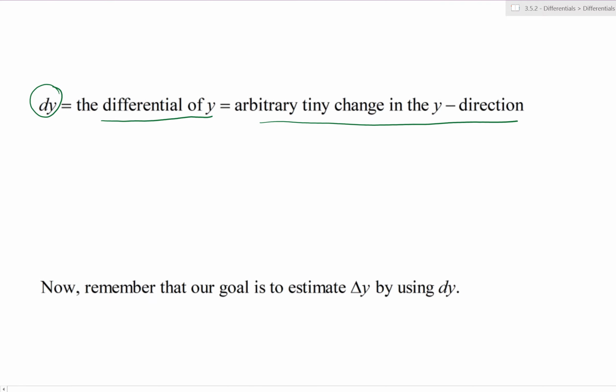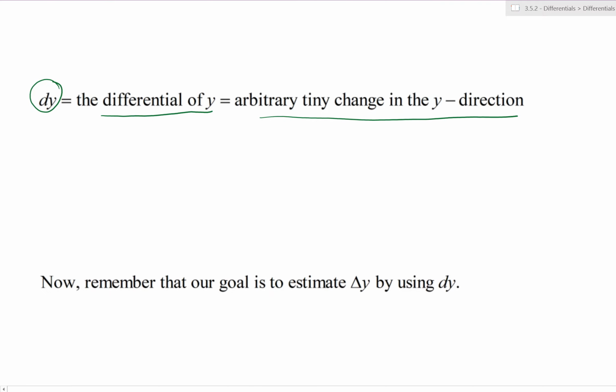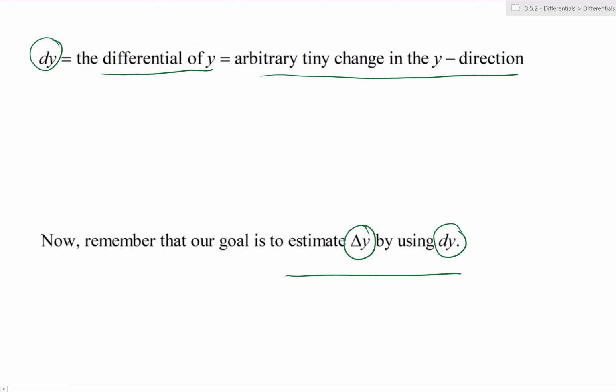Now, remember, the whole goal here is to somehow estimate delta y, the change in the output direction, but now using the slope of the tangent line at x, dy dx, and that is, well, we're going to estimate using our differential dy in the corresponding y direction. So we want to estimate delta y by using the differential of y, dy. How does that relate to our tangent line at x?